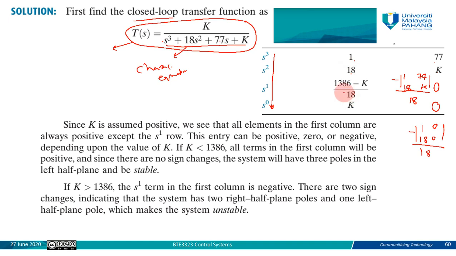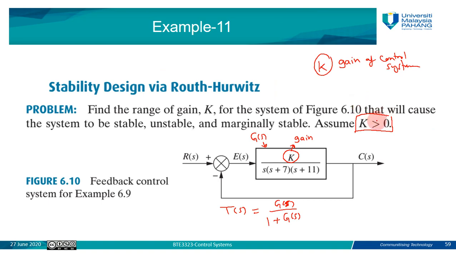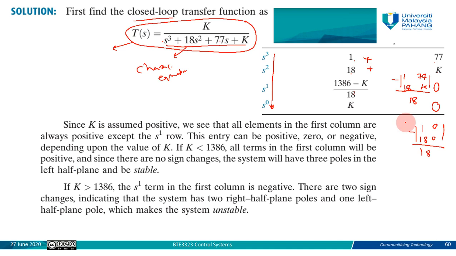So we do not need to apply any of the special cases for the Routh array. So we just check the sign here. The sign of the first element is positive. This one is positive. 18 is positive. k is positive because he said in the question the value of k is greater than 0, that means the value of k is positive.